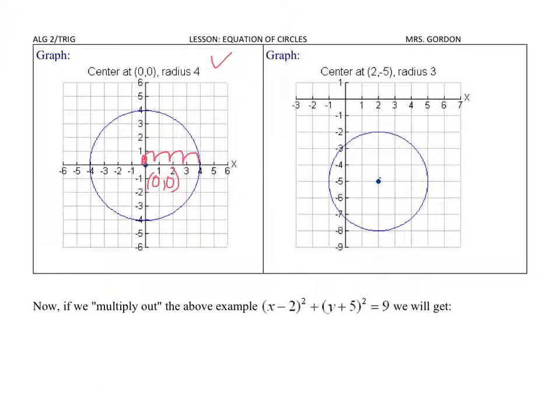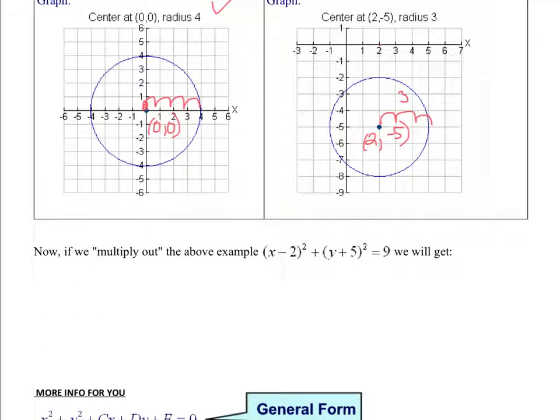Now here, this is our center. Our center is positive 2 on the x-axis, and negative 5 on the y-axis. And then the radius is 1, 2, 3. So that's the radius. Now before, you didn't foil this out, but we're going to actually look at it and see what happens when we foil it out.